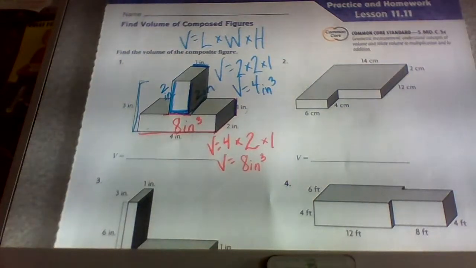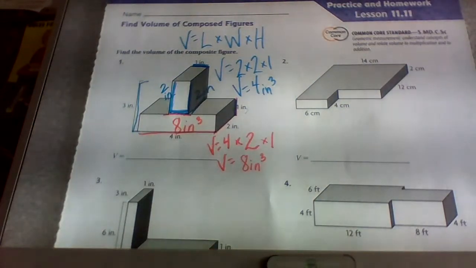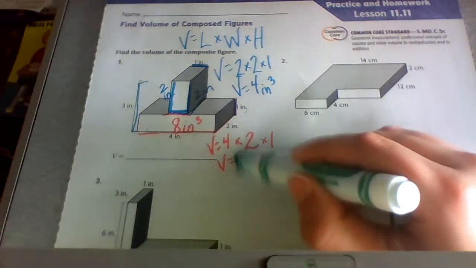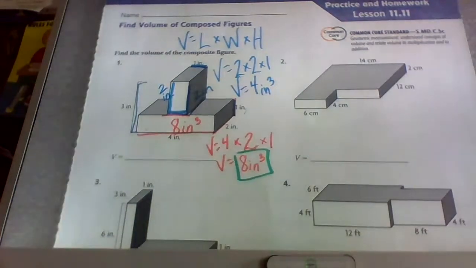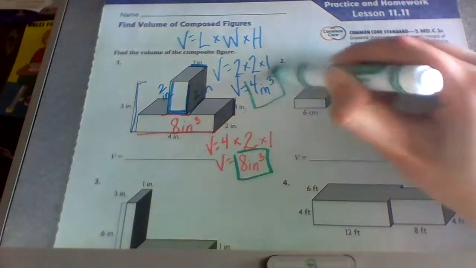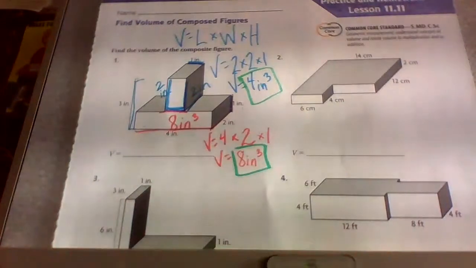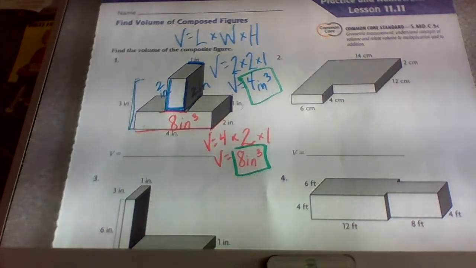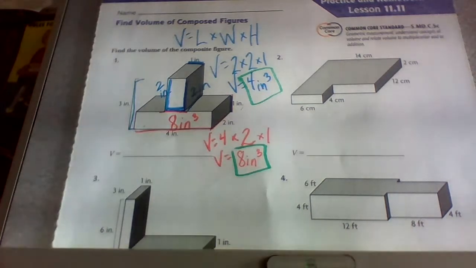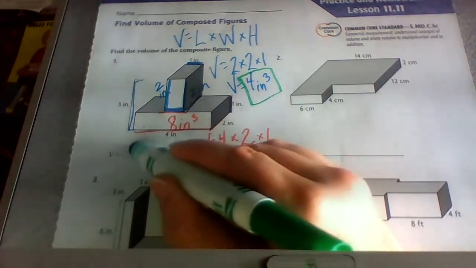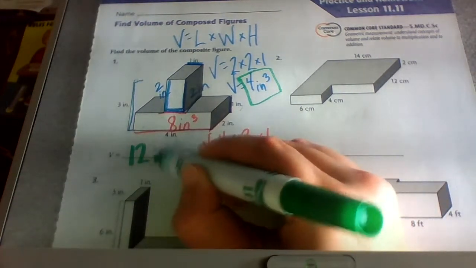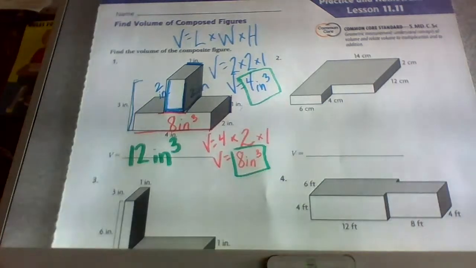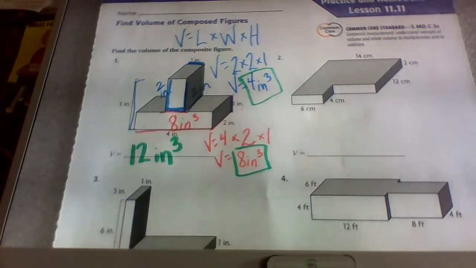Now with these 2 volumes, I have the volume of my first figure and the volume of my second figure. I'm just going to add those 2 numbers together to find the volume of the composite figure. 4 plus 8 is 12. Don't forget your units. And there's our final answer.